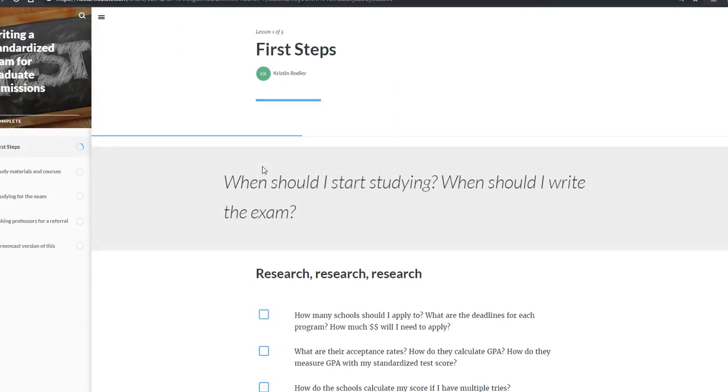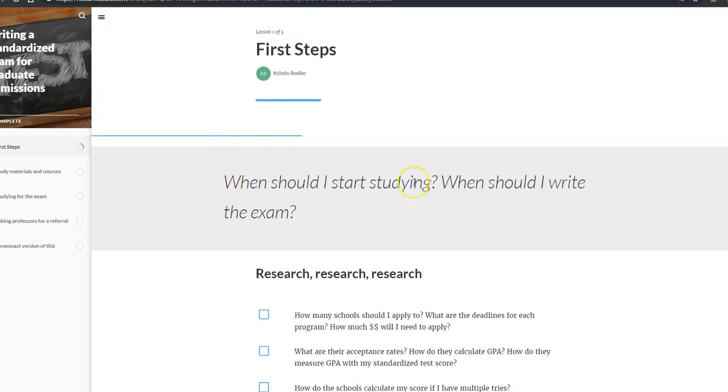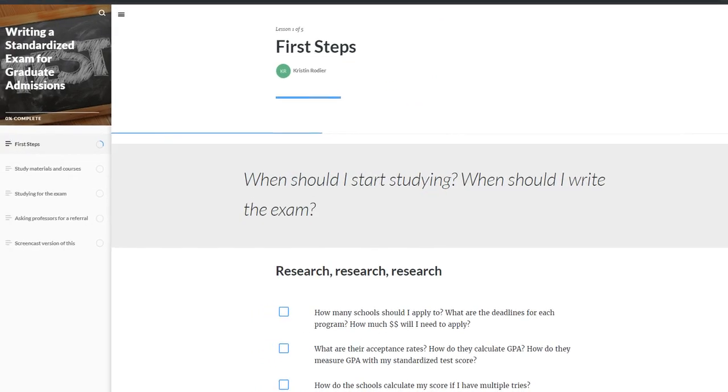Okay. When should you start studying? I get this question a lot. And when should you write the exam? Well, a lot of that has to do with when you want to get in and how many attempts are allowed, whether or not a grad school is going to accept your highest score, your most recent score, or if they're going to average them together.